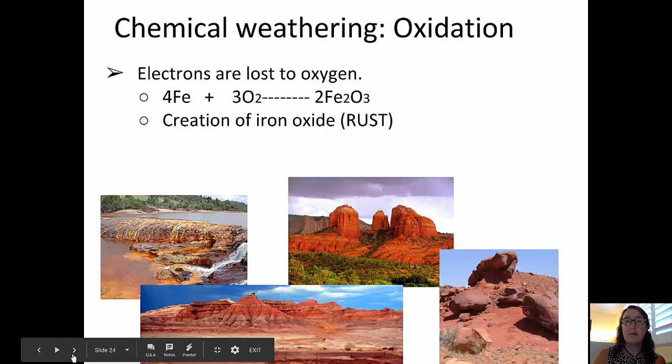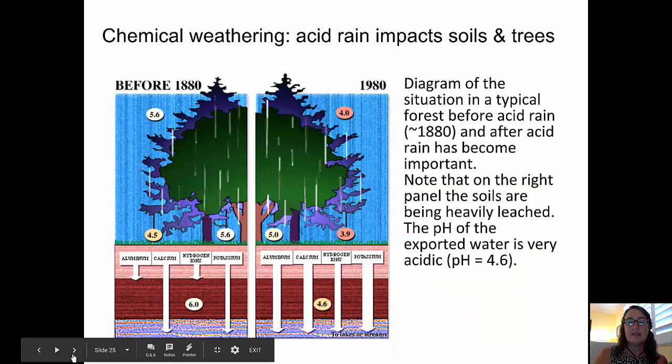Oxidation is another type of chemical weathering, and oxidation is basically rust, being attacked by oxygen. So you see lots of examples here of oxidation of different types of materials. Very common for us to recognize things like the red color in soils or in rocks being iron rusting, or iron oxide.